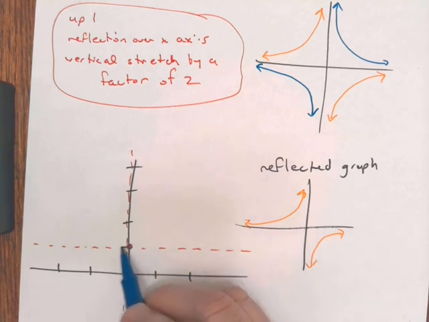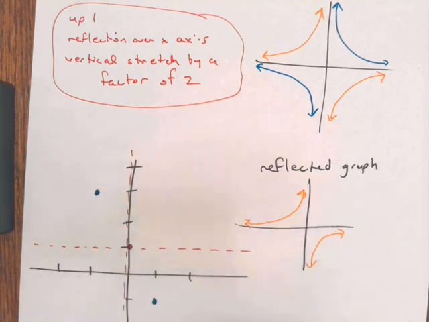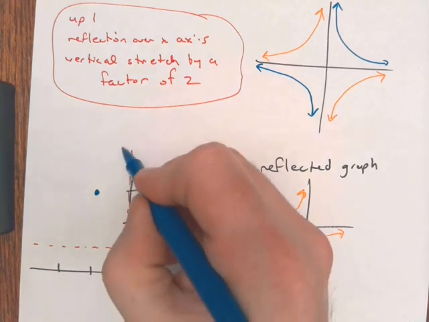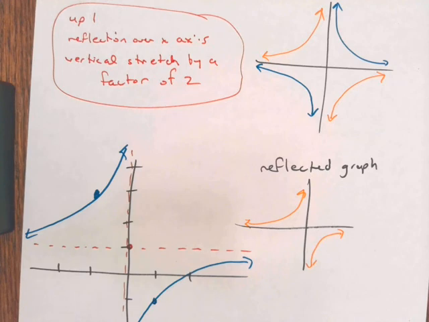Same thing on the other side. I'm going to go over and then up 2, and then from there we can draw in something that has the appropriate shape for our graph.